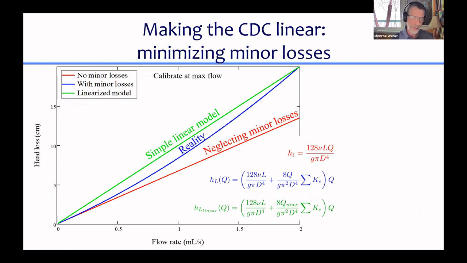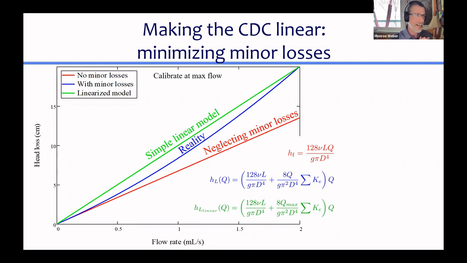I don't know if you like thinking in terms of graphs and equations and curves. This is just to illustrate how this system works. The graph is head loss on the y-axis as a function of flow rate on the x-axis. And of course, as you increase the flow rate, the head loss increases. So these graphs all go up. That should make sense. There's more and more head loss as the flow rate goes up.